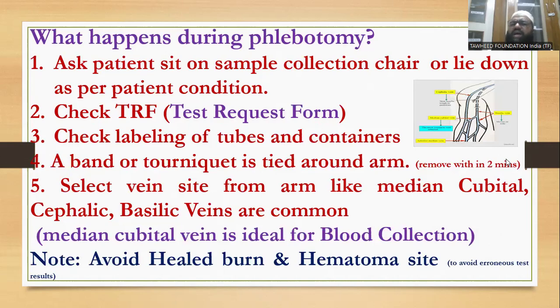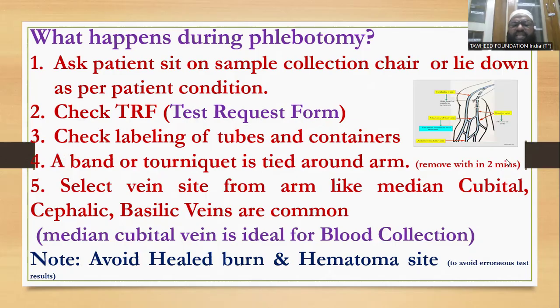One, ask the patient to sit on the sample collection chair or lie down as per patient condition. Second, check the TRF, test requisition form. Check labeling of tubes and containers. A band or tourniquet is tied around the arm. We need to keep one point in mind: remove it within 2 minutes. If you are putting a tourniquet, within 2 minutes you have to complete the task.